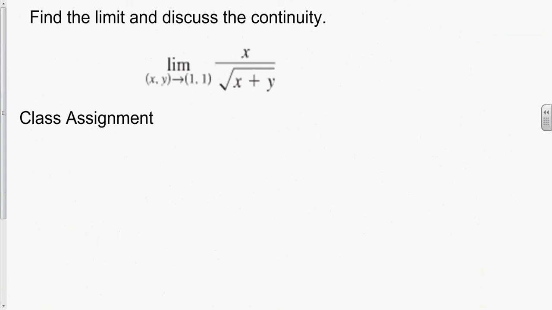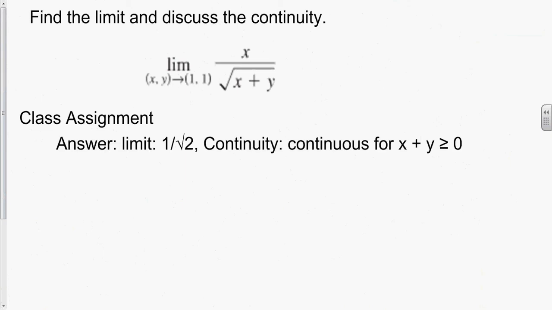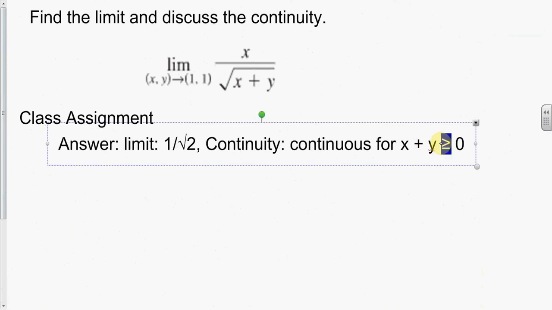Okay, what's the limit there? 1 over the square root of 2. That's right. And what about the continuity? Yeah. X plus y is what now? Even I got it wrong. X plus y is greater than 0. It can't be equal to, because if it's equal to, you get something divided by 0, right? Yeah. Even I erred.